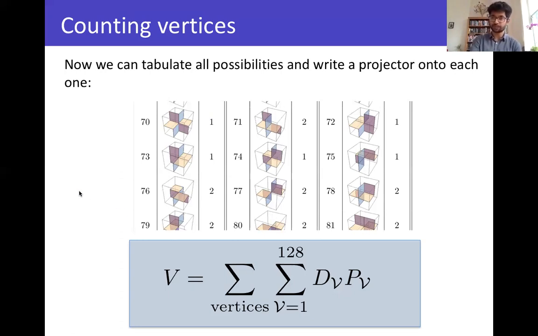And then you do what you did for the edges: sum this vertex number times a projector onto that particular vertex configuration, and then sum this operator over all of the vertices. So this is a complicated pattern of spin-spin interactions, which is still local. It just involves, I think, next-to-nearest-neighbor interactions of the spins.